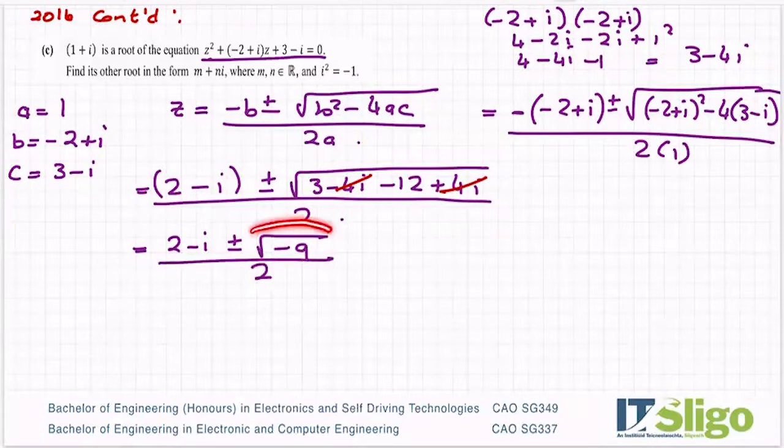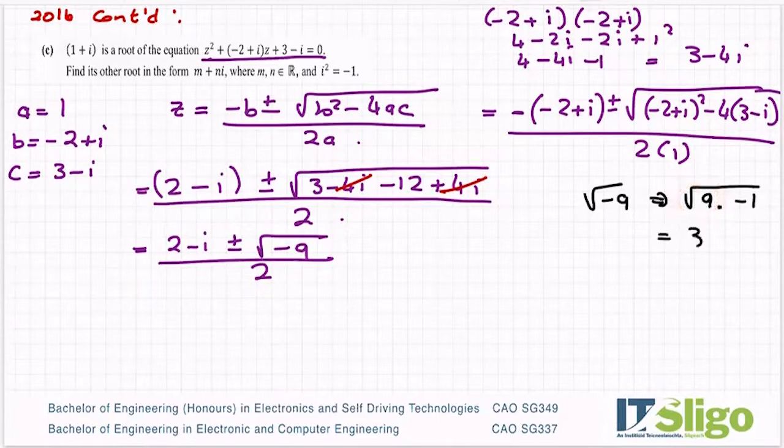Okay, now this square root of minus 9, if you put that into a calculator, you of course get a maths error. And this was the whole reason complex numbers were invented. So the square root of minus 9 can be written as the square root of 9 times minus 1. The square root of 9 is 3. The square root of minus 1 is i. So therefore, I can write it as 2 minus i plus or minus 3i all over 2.